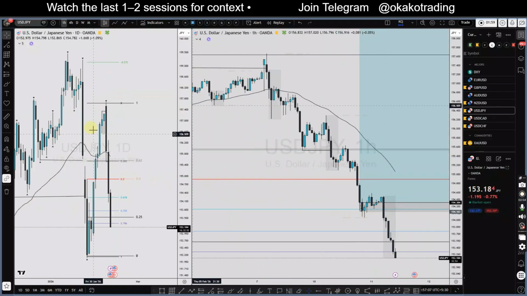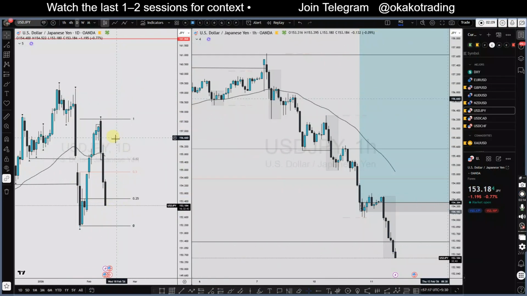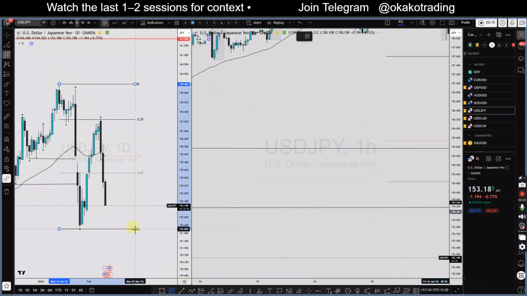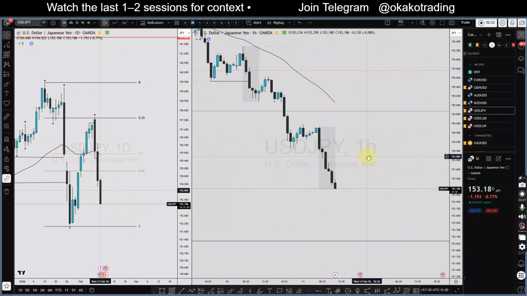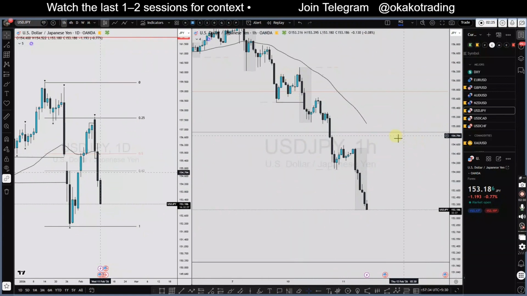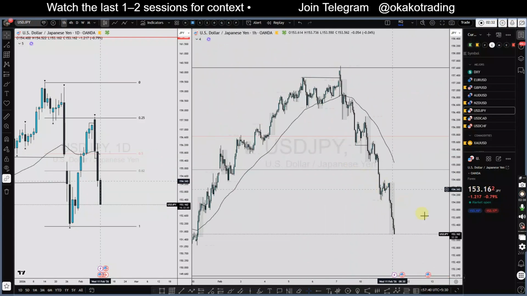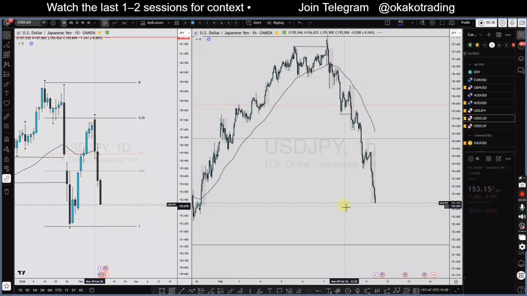USDJPY, it's sharply dropping. Our bias was bullish in the beginning of the week for UJ, but right now we're looking towards the downside. This is the last breakout structure towards the downside, and we are currently trading below the 50 MA, so we can still look for shorts. I'm just waiting for a setup here. We don't have any clear sweep of liquidity. We have something at around this level, but this is not that clear. So I'm just waiting for a setup so that I can look for a short in USDJPY.